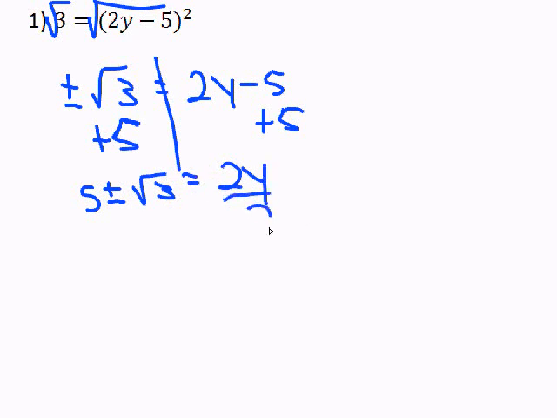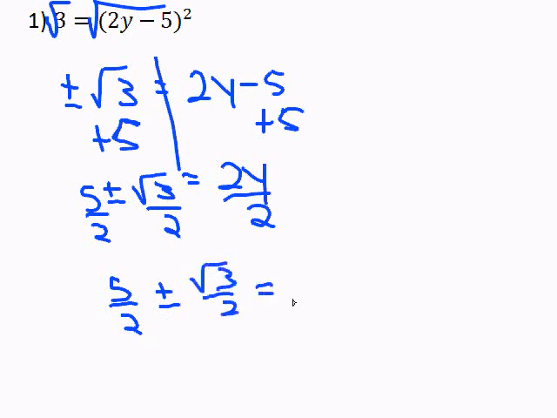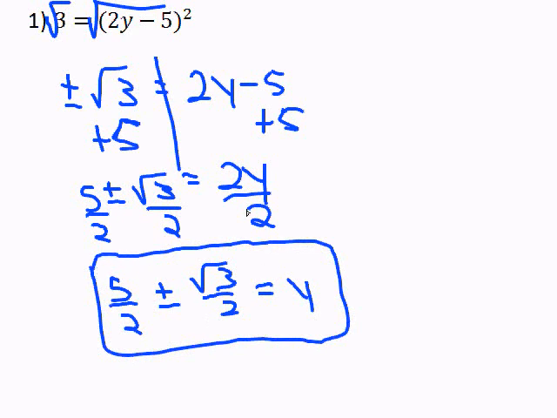To get the y by itself, I'm going to divide both sides by 2. And when I do that, I'm going to divide every term on both sides by 2. Give me 5 over 2 plus or minus square root of 3 over 2 is equal to y. And I'll actually let you leave your answer just like that in its exact form.